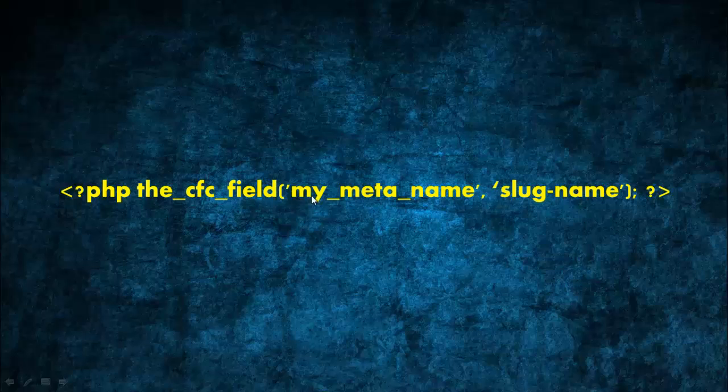So you have to replace this my underscore meta name with institute meta box A, and for the slug name, we have created three different fields. One is email address, another one is phone, and another one is address. So you have to place this code three times with different slug names here, like email, phone number, and address. Once you do this, your custom fields will be ready to show up in your post. So let's do that.